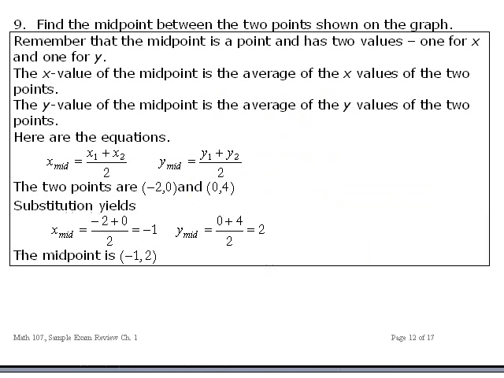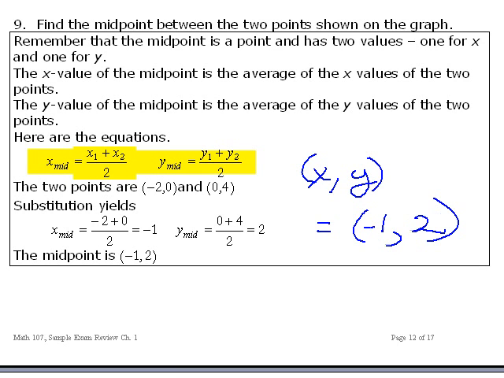Now for the 2 points that are shown on the graph, you need to find the midpoint. The midpoint is a point, so it has 2 values, an x value and a y value. I call them x mid, or you could write them x with a bar over it. You need to know these equations. They won't be given to you. So to find the midpoint between 2 values of x, you add them together and divide by 2. Same for the y. That gives you a midpoint, and the midpoint again has an x and a y value. So it's an ordered pair, x, y. Put the x value here and the y value here.